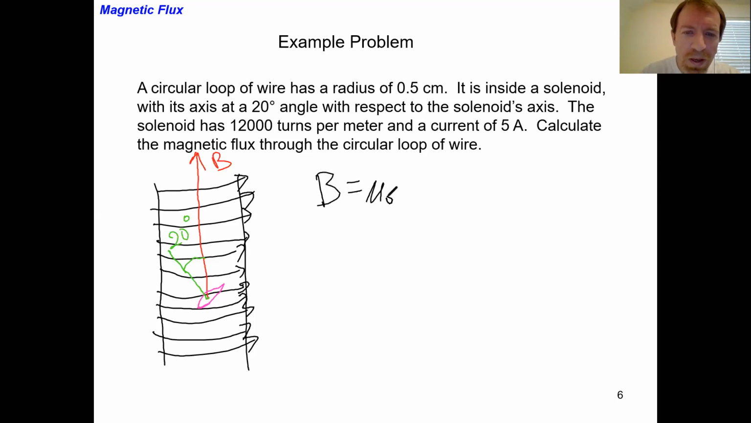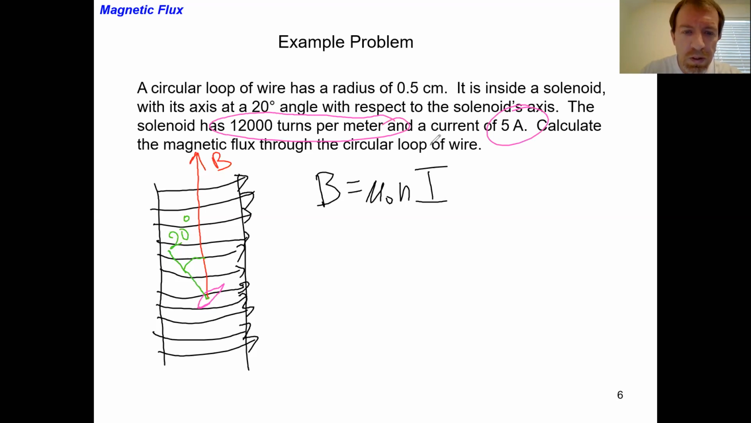B is equal to mu naught n I. That's the magnetic field inside of a solenoid. Do we have all that information? Let's see. We've got the current. That's 5 amps. And we've got that small n too. Small n is the number of turns per unit length of our solenoid. So that's literally the number of turns per meter. So I've got all that information.